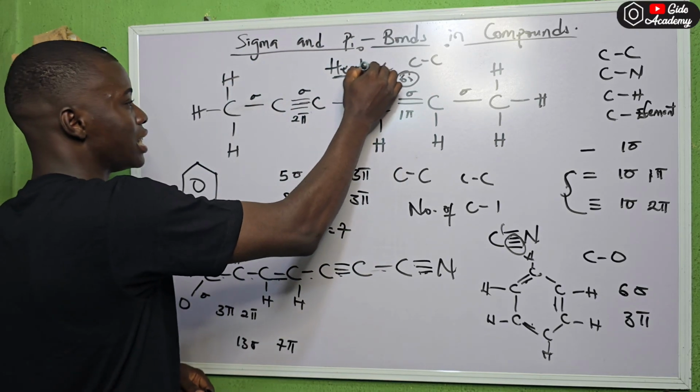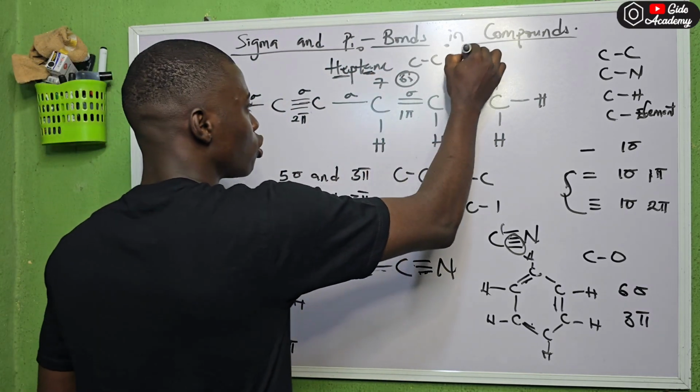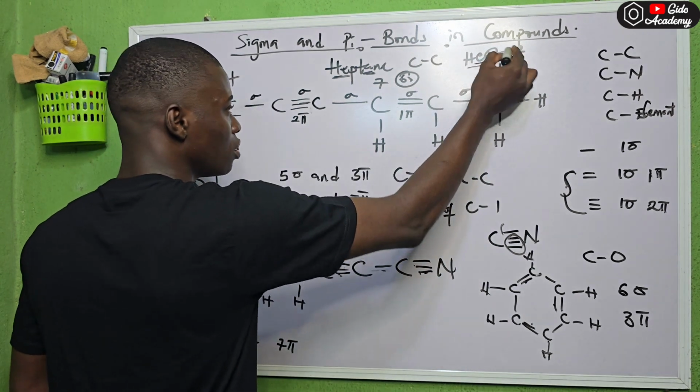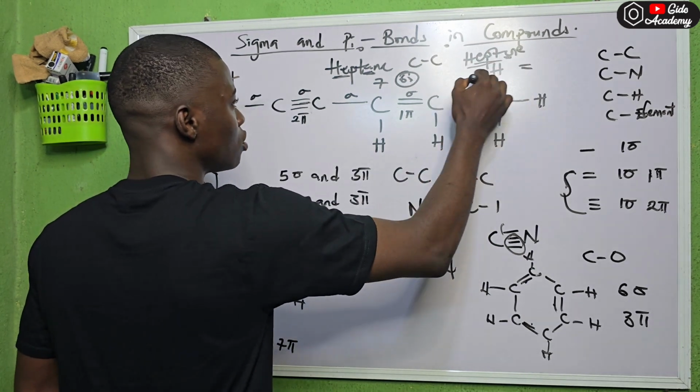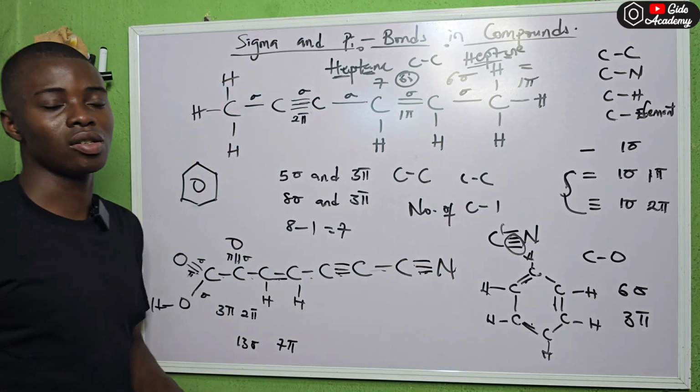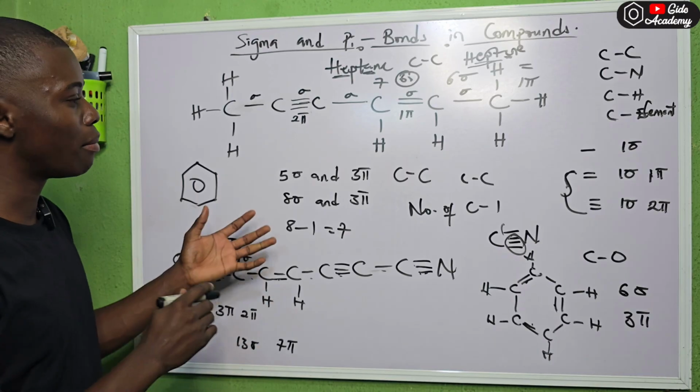So as long as it is a chain, it is single. So assuming we talk about heptene, that will be 7 carbons. The -ene is a double bond. So it will be 6 sigma, then 1 pi. So that is how you can easily get your sigma bonds and your pi bonds.